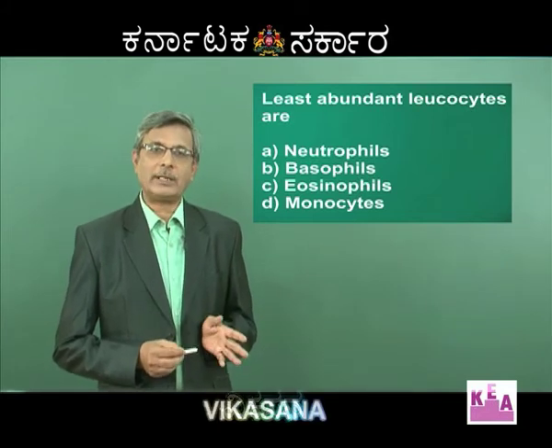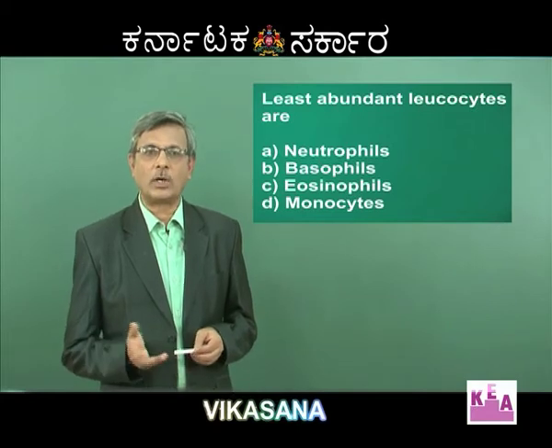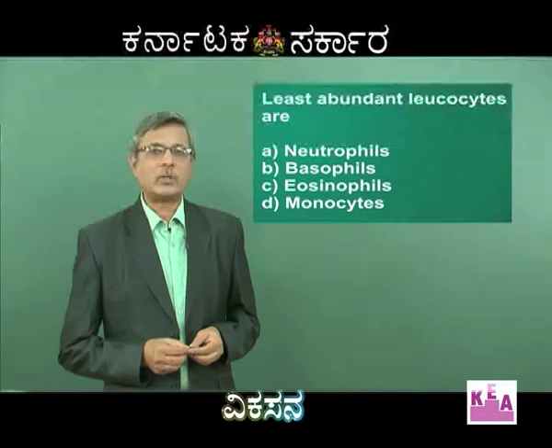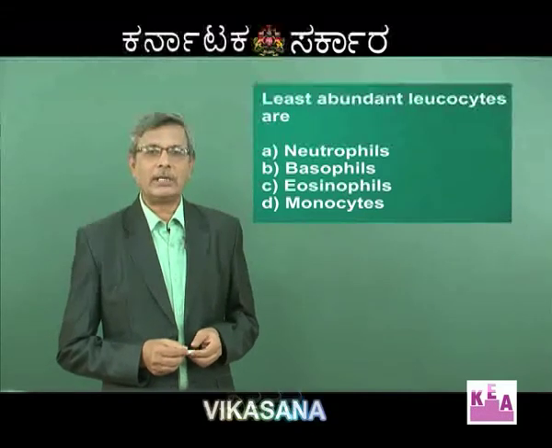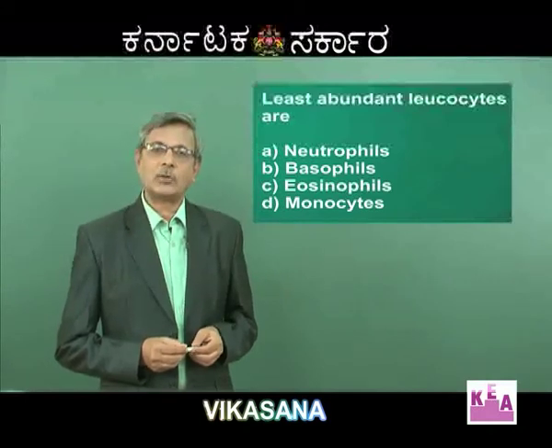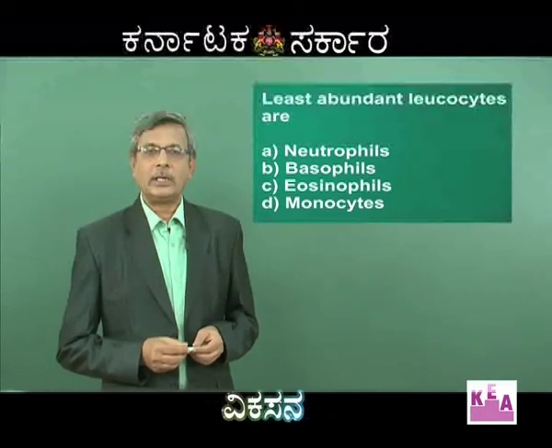The most abundant cells are neutrophils, which account for almost 60%. The least abundant are basophils, which hardly account for 0.5 to 1%, whereas eosinophils 2 to 3%. Monocytes are going to be around 5 to 8%. So option 2 is correct. At the same time, remember, basophils on breakdown release histamine, heparin, serotonin, and they are associated with inflammatory response.